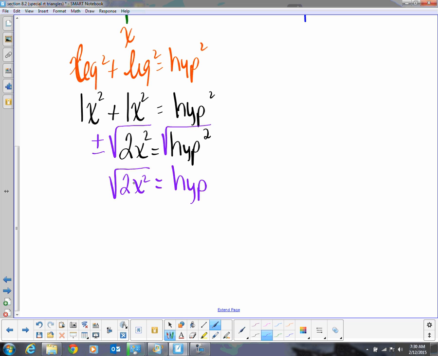What was multiplied by itself? If in doubt, what does x squared mean? X times x. What now? Do you see it? What was multiplied by itself? X. So this is going to be x square root of 2. That is the hypotenuse. So once you get that finished, let me know.